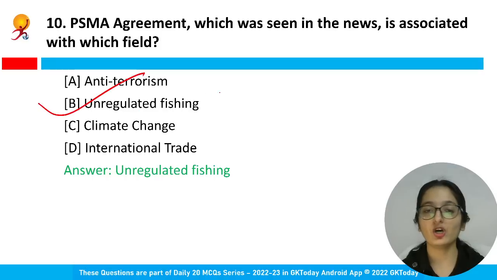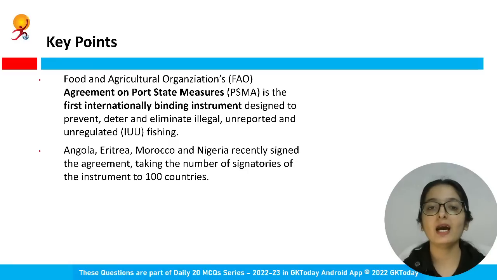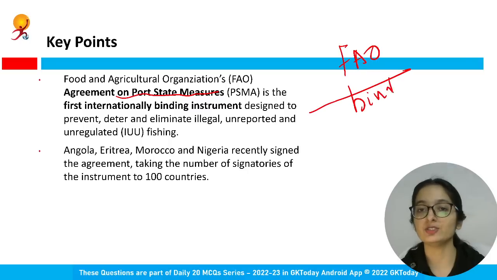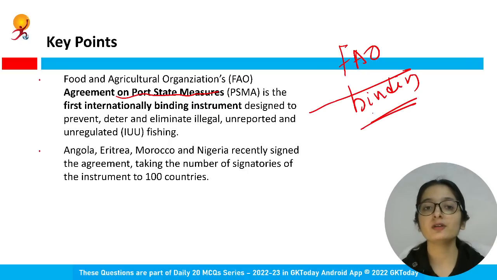Unregulated fishing. Option B is the right answer here. So PSMA is associated with unregulated fishing. PSMA stands for Agreement on Port State Measures. It is the FAO's, Food and Agriculture Organization's, agreement. It is the first international binding instrument designed for eliminating illegal, unreported, and unregulated fishing.